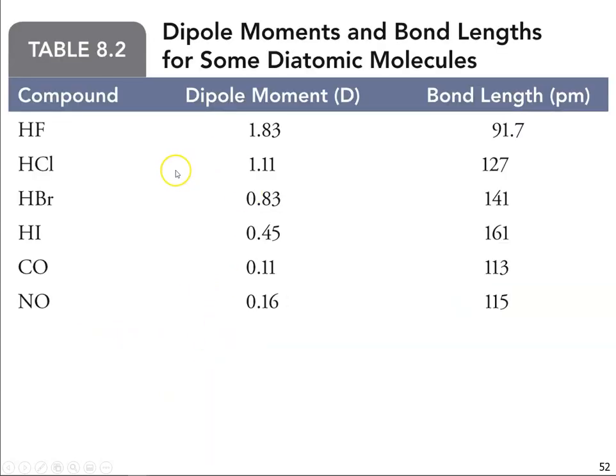Here we have some dipole moments for various compounds: HF, HCl, HBr, HI. Looking at these, we can see that the dipole moment is the largest on the top. So remember, the higher the dipole moment, the higher the polarity of that bond. Carbon monoxide is polar and nitrogen monoxide is polar. And here are some of the bond lengths between them as well.